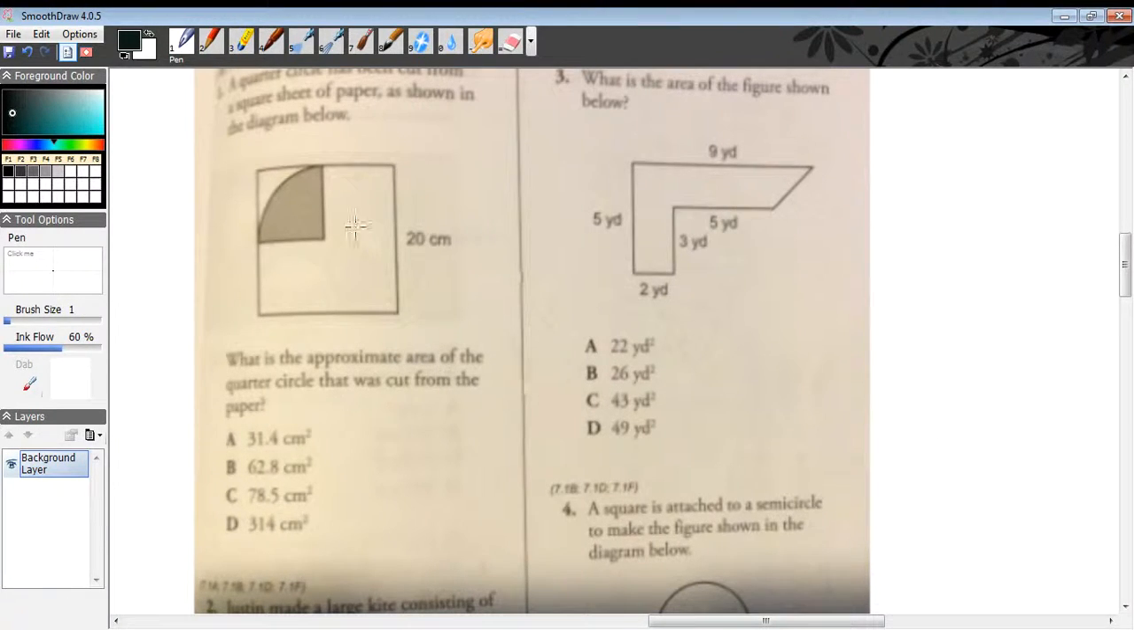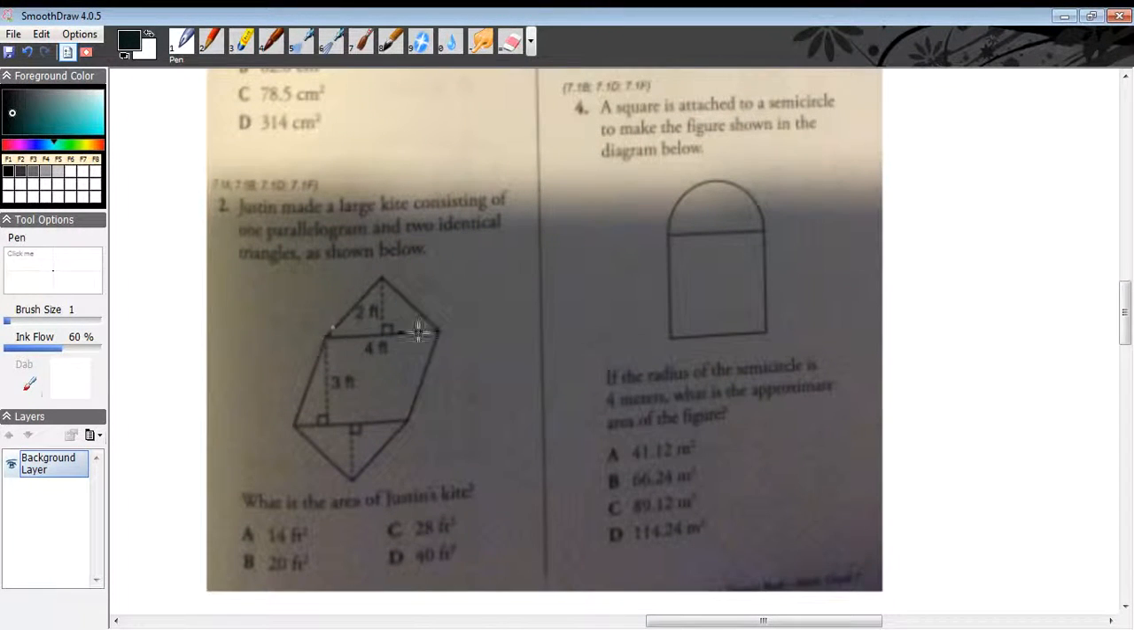What is the approximate area of the quarter circle that was cut from the paper? So if I were to continue this circle here like this, the diameter is 20. Half of it, this radius, is 10 centimeters. And I just need to do pi r squared, and because it's a quarter of the circle, divided by 4.